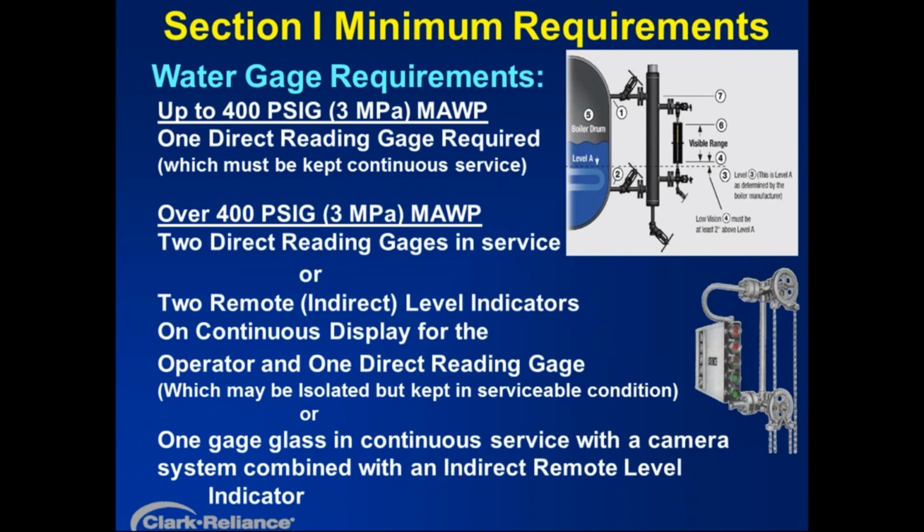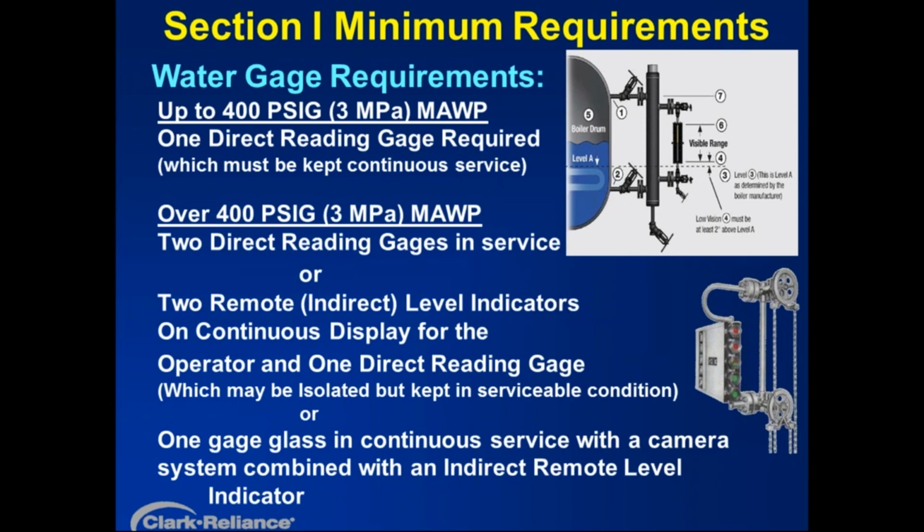That could be located out in front of the boiler, that could be with TV cameras on them, but this is probably the one that's been in force in code for many, many years and probably least used today, because nowadays the operator's sitting in a modern air-conditioned control room looking at a panel of instruments and not stationed out in front of the boiler itself. So the second scenario listed there is 2 remote level indicating devices, separate devices on continuous display for the operator, combined with the 1 required gauge glass. And the gauge glass can be valved off, but it must be maintained in good working order.